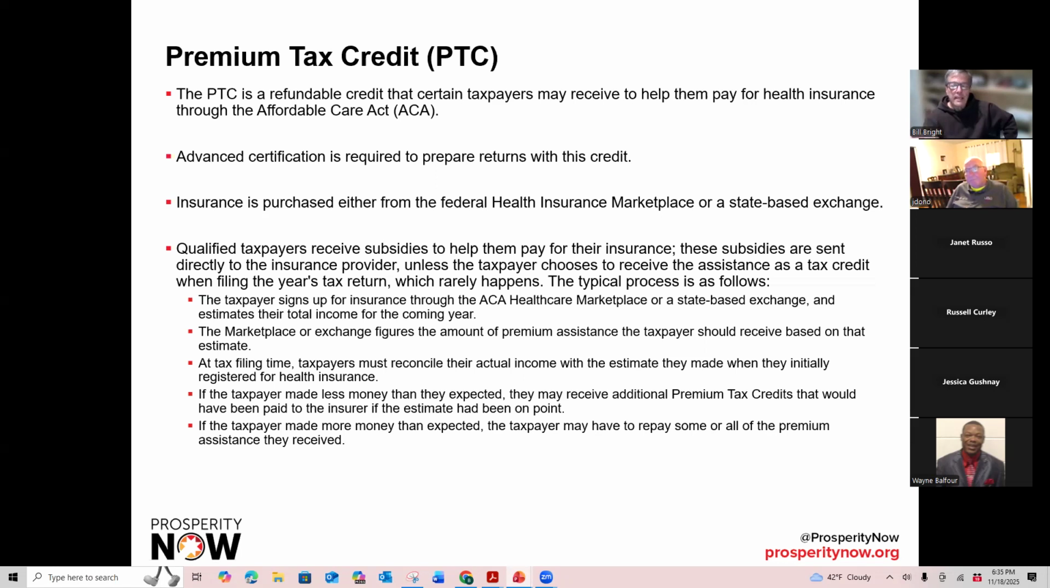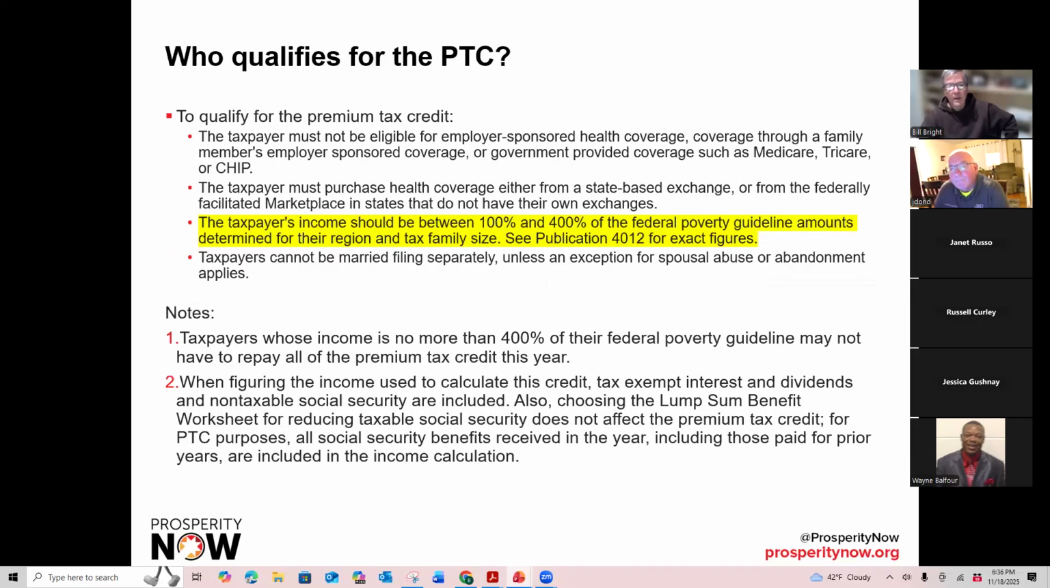And if you hit it right, there's no real adjustment. Let's say you underestimated your income. Okay, that's what most people do. Now you've gotten more of a credit than you were entitled to. Now you've got to pay it back, and that's what most people do. Very rarely do people get refunds of the premium tax credit.